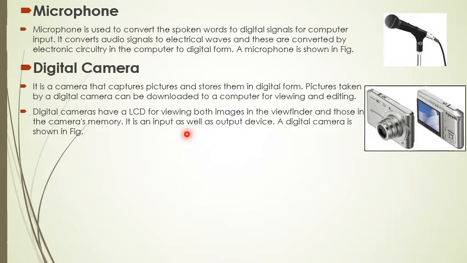The LCD screen is an output device, but while we capture something, it works as an input. So a digital camera is an input as well as an output device. A digital camera is shown in the figure.